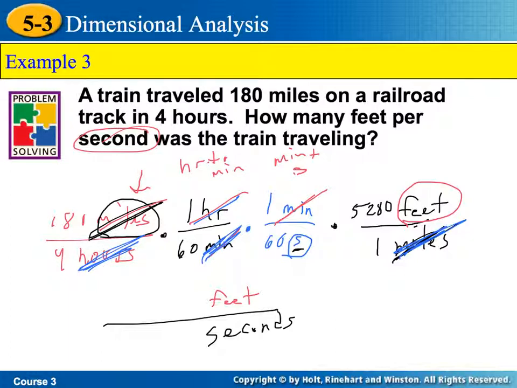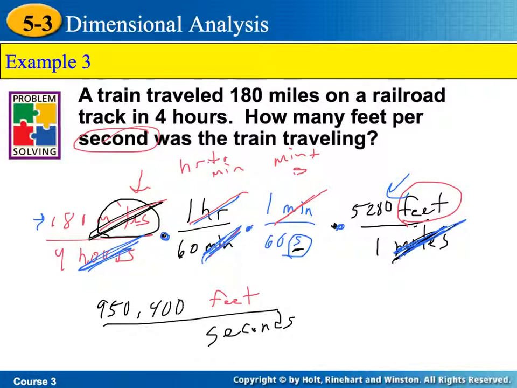So if I were to do this problem, now I have to take 180 times 5,280, because those are my numbers on top. Notice I'm multiplying everything together. I could take 180 times 1 times 1 times 5,280, but again, I'd get the same answer. So I multiply straight across.